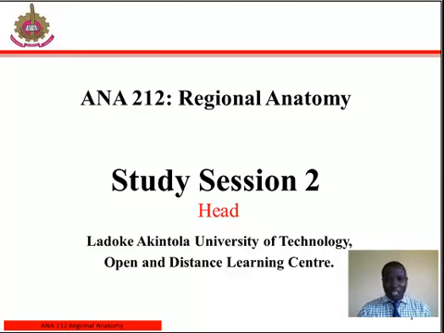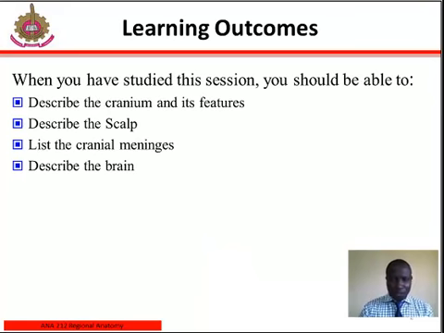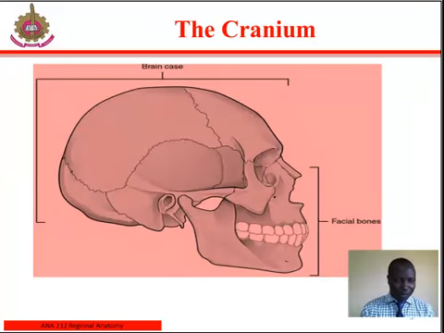In this study section, you will be introduced to the cranium and its features, the scalp, the cranial meninges, and the brain. When you have studied this study section 2, you should be able to describe the cranium and its features. You should be able to describe the scalp. You should be able to list the cranial meninges, and you should be able to describe the brain. Let's start with the cranium.